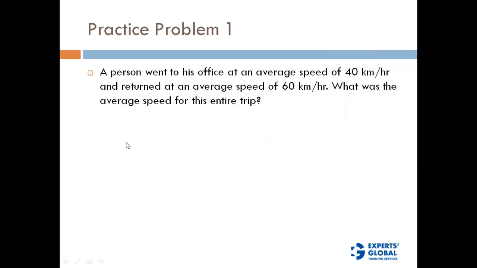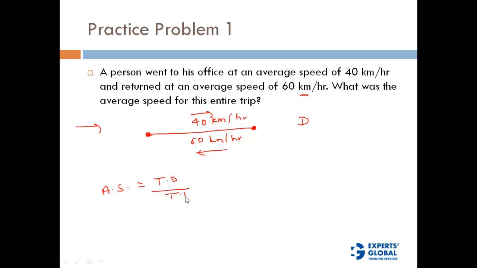So how we should go about this problem is like this. Let's say he's starting from here, it is his home here, it is his office here. The distance is d kilometers. We'll take the same unit, d kilometers. So from home to office, he goes with an average speed of 40 kilometers per hour, and returning he comes with 60 kilometers per hour. Okay, so what is the formula for average speed? Average speed is equal to total distance divided by total time.